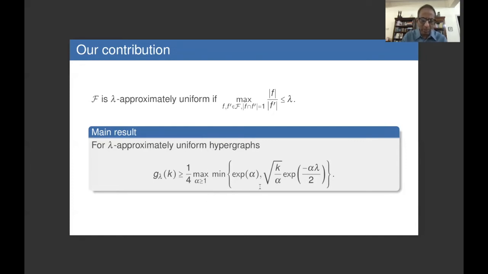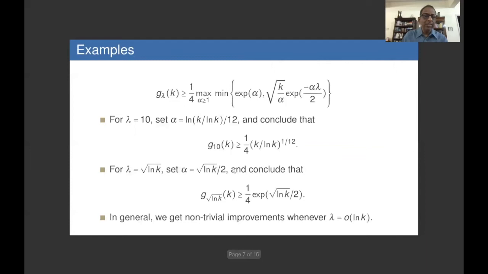This is a slightly awkward expression. It involves a maximization over a parameter alpha, and then it is a minimum of these two quantities. I have just reproduced the expression here. If you set lambda equals 10, then you can choose alpha appropriately and get this sort of result. That is, for those hypergraphs where intersecting edges have ratios at most 10, the G for such hypergraphs grows polynomially in K.